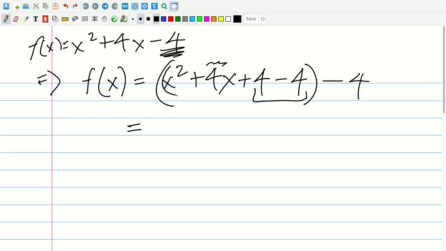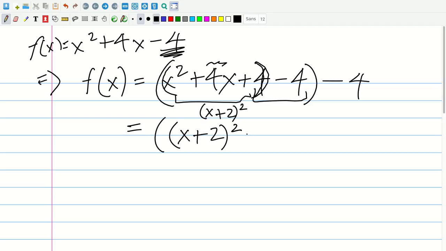I'm going to add a second set of brackets around this positive 4. This turns out to be x plus 2 squared. It's a perfect square. So I've got x plus 2 squared, and there's a minus 4, bracket minus 4. Now I can kill off this set of brackets. So I end up getting x plus 2 squared minus 8.